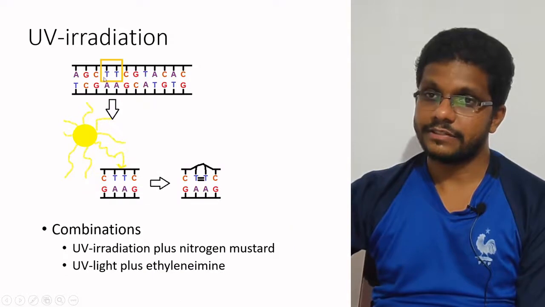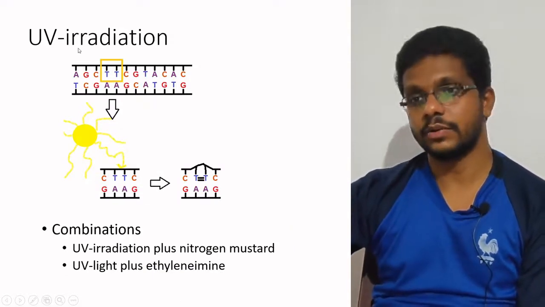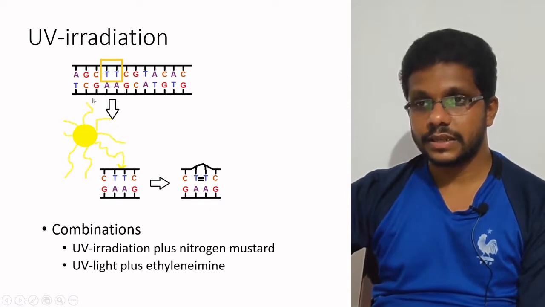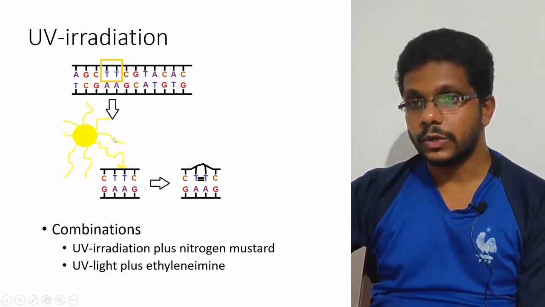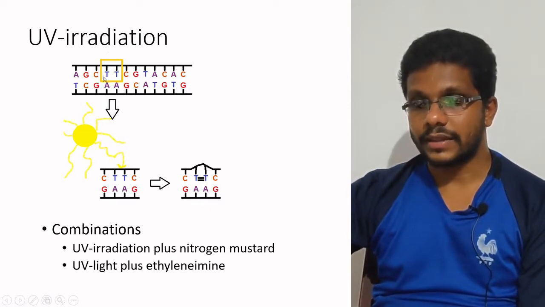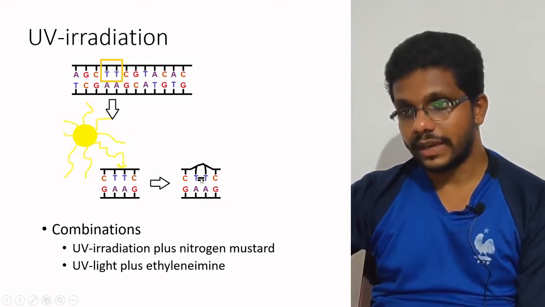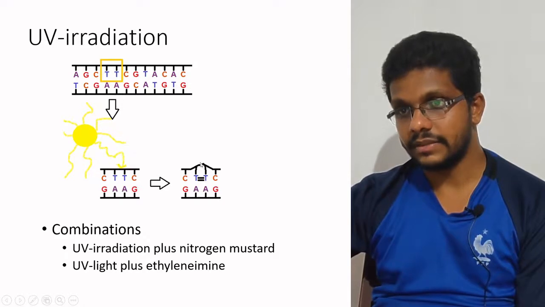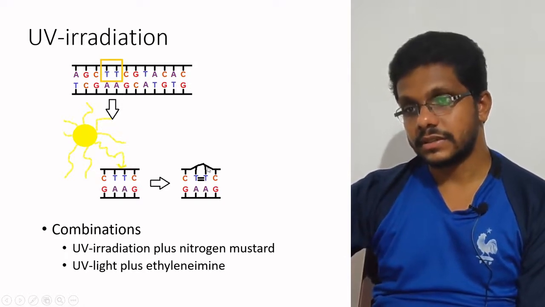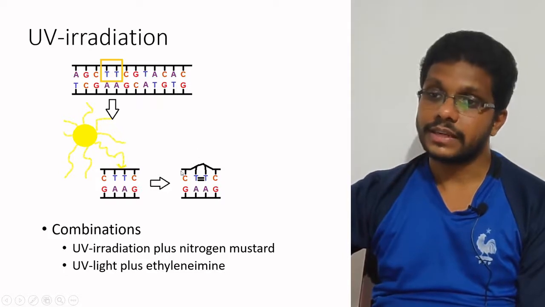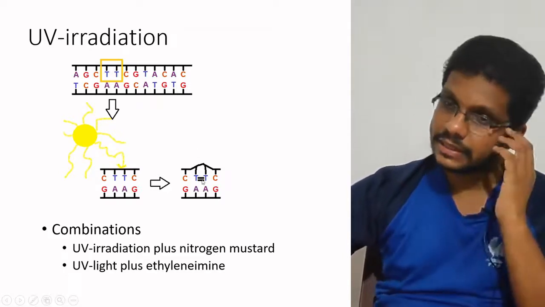UV radiation is an example of physical mutagenesis. During the physical mutagenesis, UV radiation comes to the two adjacent thymine residues. Once the UV radiation comes, they will form a thymine dimer. You can see a bump here, and the replication machinery of the bacteria used to stop when they come across this thymine dimer.